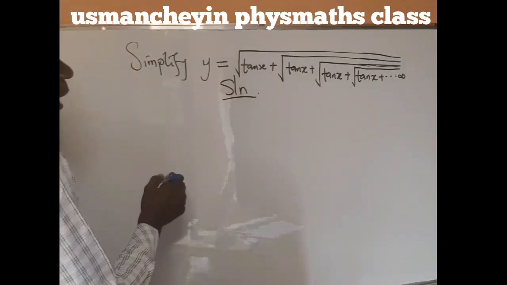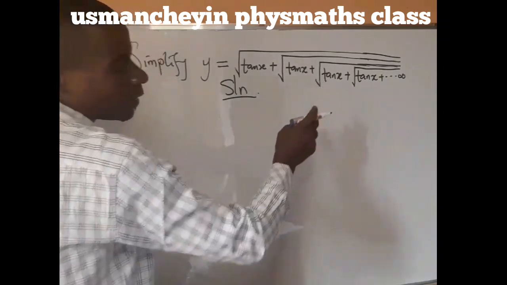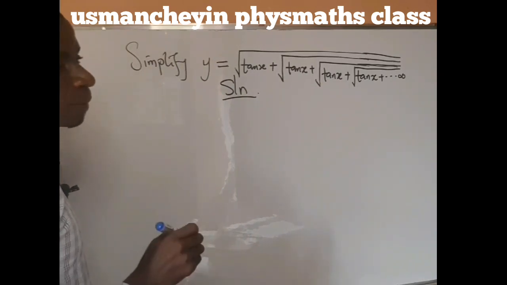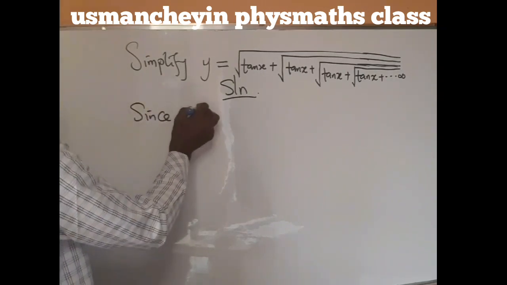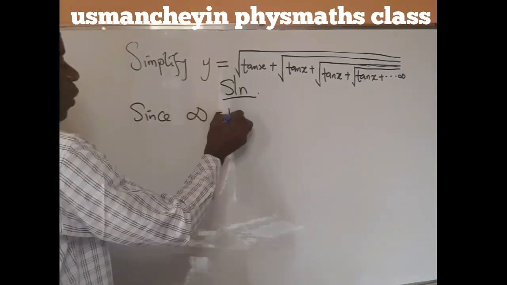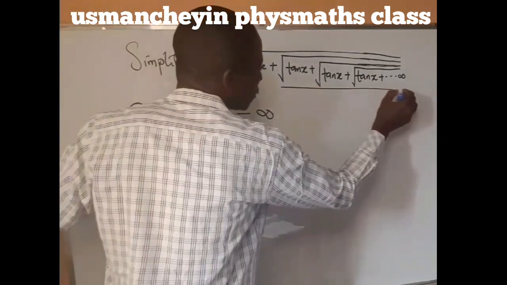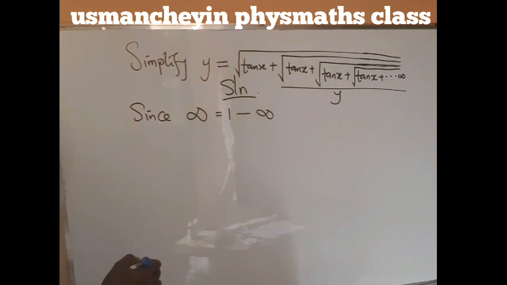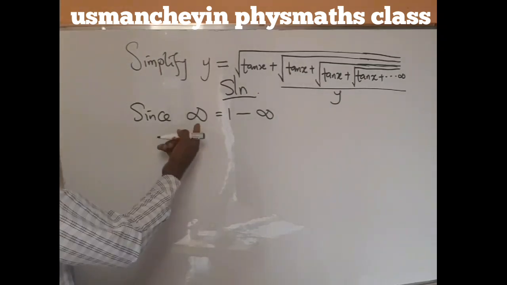Okay, so I want you to understand that infinity is also equal to 1 minus infinity. So what I'm saying here is, since infinity is also equal to 1 minus infinity, then there is something we can do here. We can consider that the whole of this square root, we can represent it with y. We can also represent it with what? Y. Because I am saying 1 minus infinity is also equal to infinity.